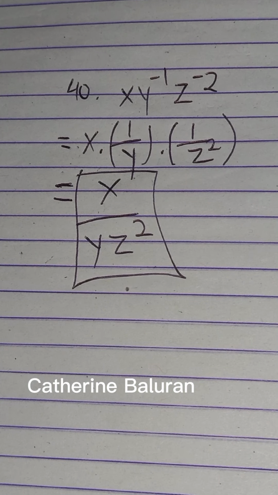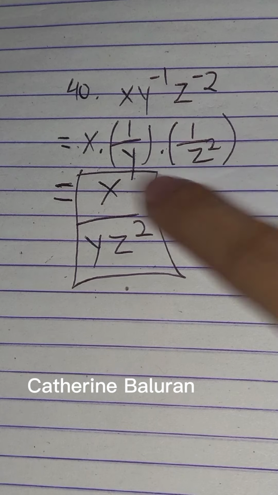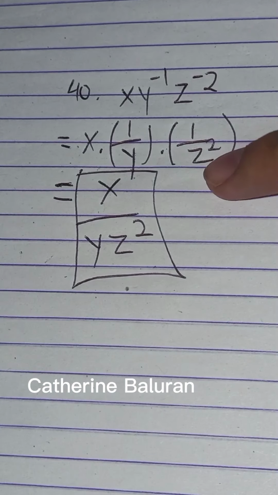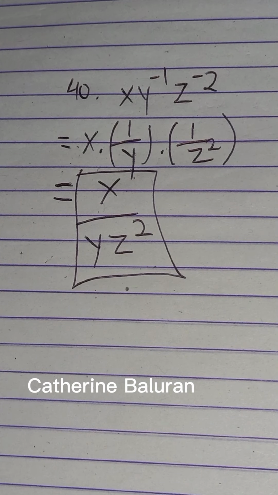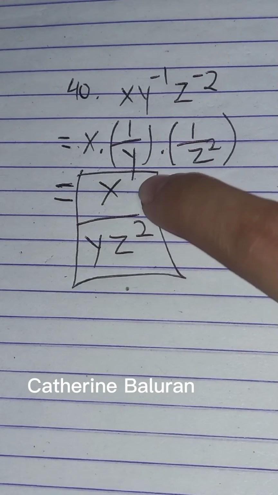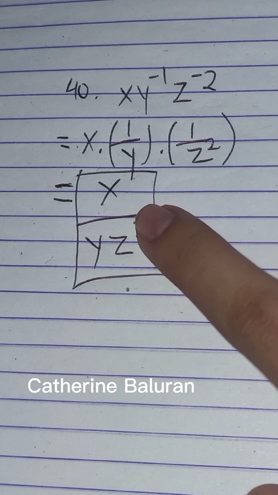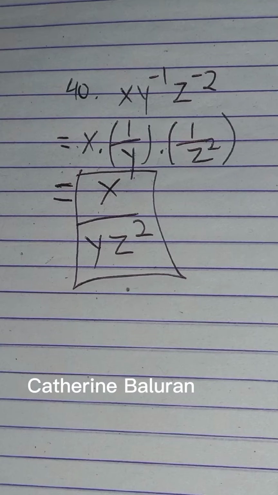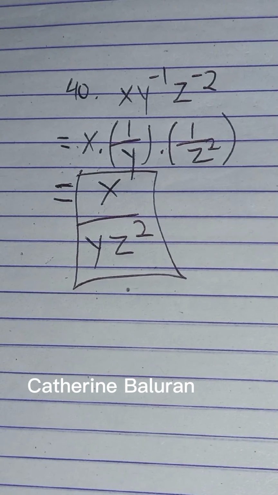So the equation now is x times 1 over y times 1 over z squared. So now let's multiply. Multiply the denominator of the x, which is the 1, to y and z, and multiply x to the numerator of y and z, and then the product will be x over yz squared. So mao ni siya ang answer, x over yz squared.